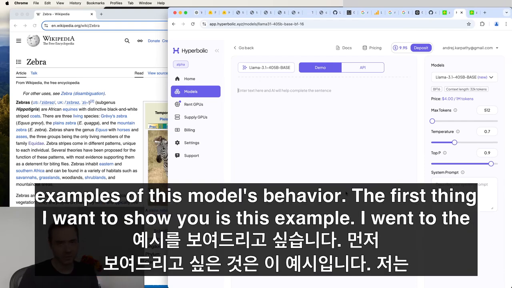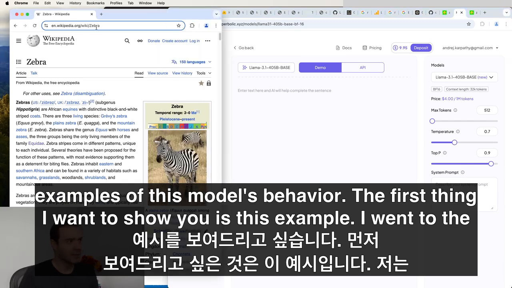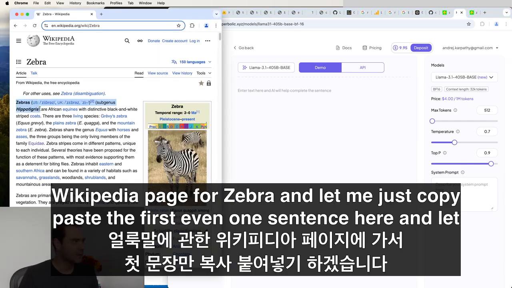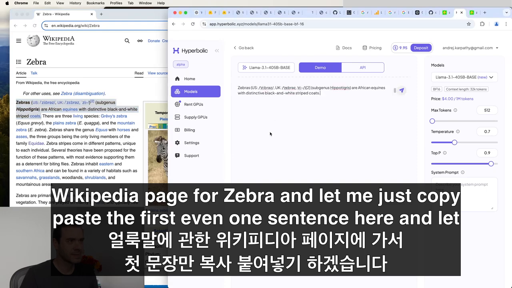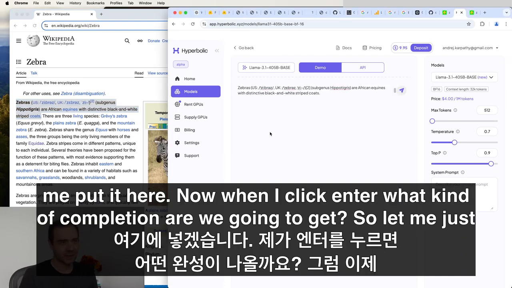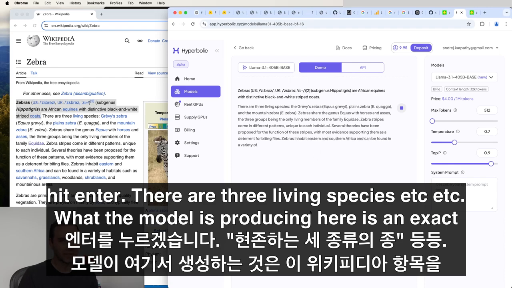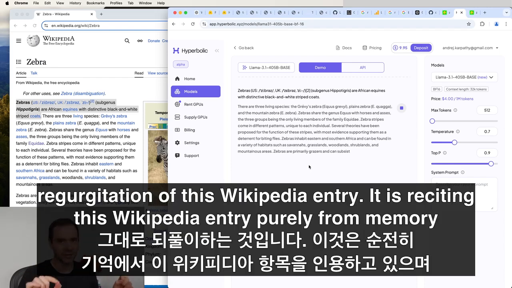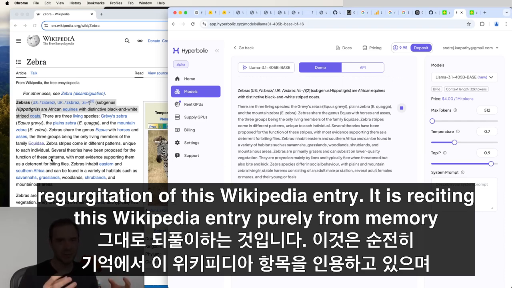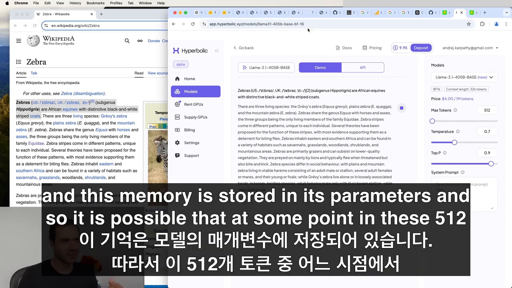The first thing I want to show you is this example. I went to the Wikipedia page for zebra, and let me just copy paste the first even one sentence here. And let me put it here. Now, when I click enter, what kind of completion are we going to get? So let me just hit enter. There are 3 living species, etc., etc. What the model is producing here is an exact regurgitation of this Wikipedia entry. It is reciting this Wikipedia entry purely from memory, and this memory is stored in its parameters.